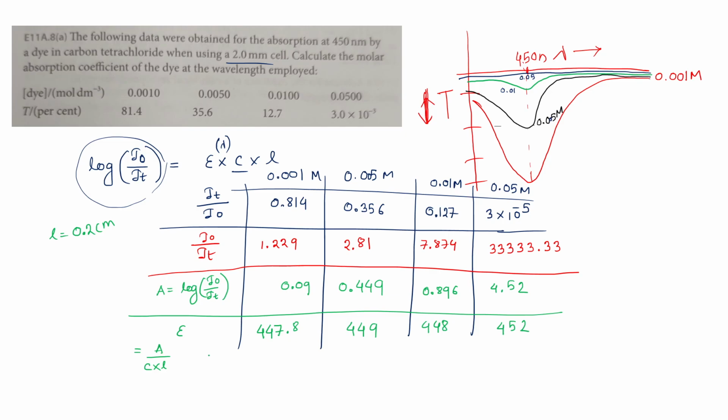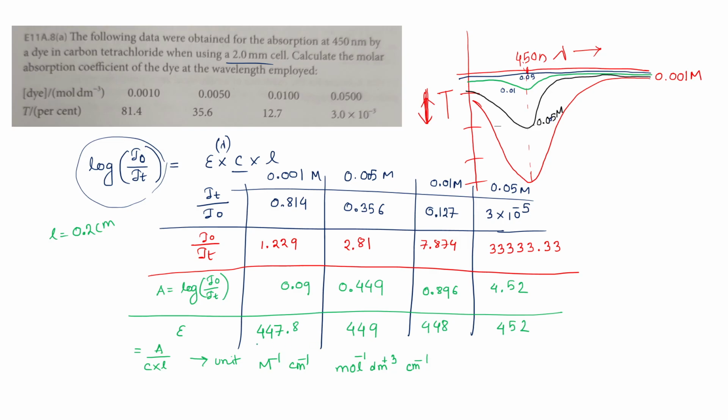And remember, for all these cases there will be a unit. What will be the unit? It will be the reverse of the concentration multiplied by centimeter inverse, right? So that will be mole inverse centimeter inverse, or you can say mole inverse decimeter cube centimeter minus 1. Okay.